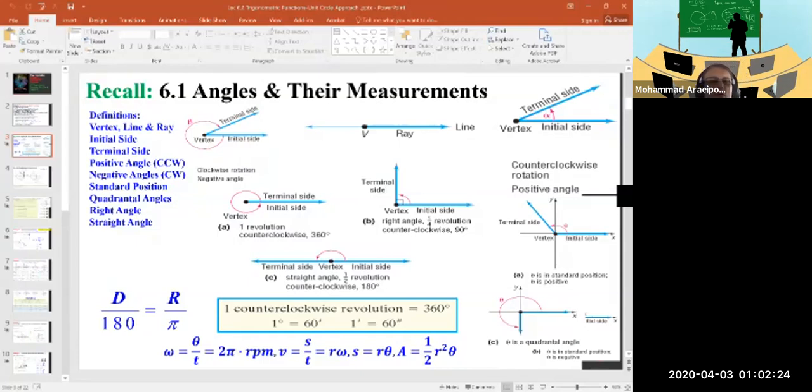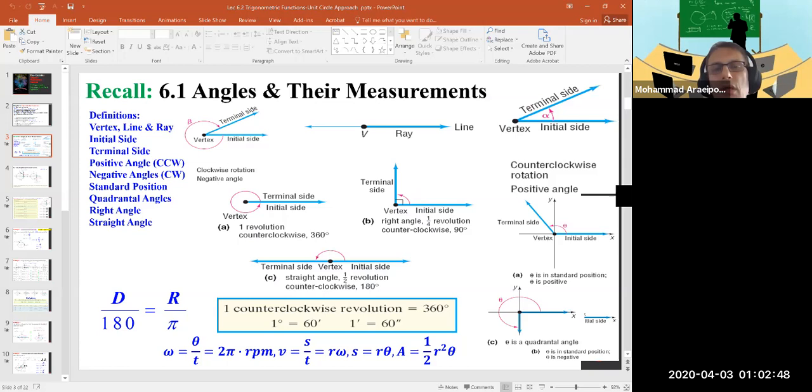A couple of important formulas we used. One of them was the relationship between degrees and radians. As you can see, d over 180 is r over pi. That's a very important formula to remember. Knowing the initial side and the terminal side when we are dealing with an angle in standard position, the initial side is along the positive side of the x-axis. 1 degree is 60 minutes, 1 minute is 60 seconds, and therefore 1 degree is 3600 seconds, something that we know just like we do with clocks.